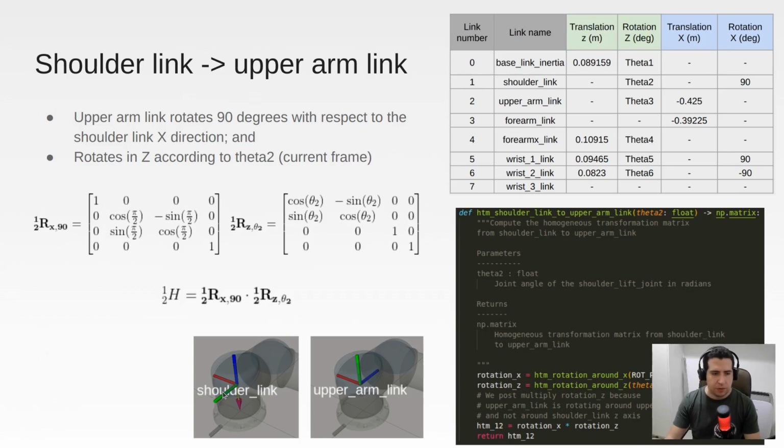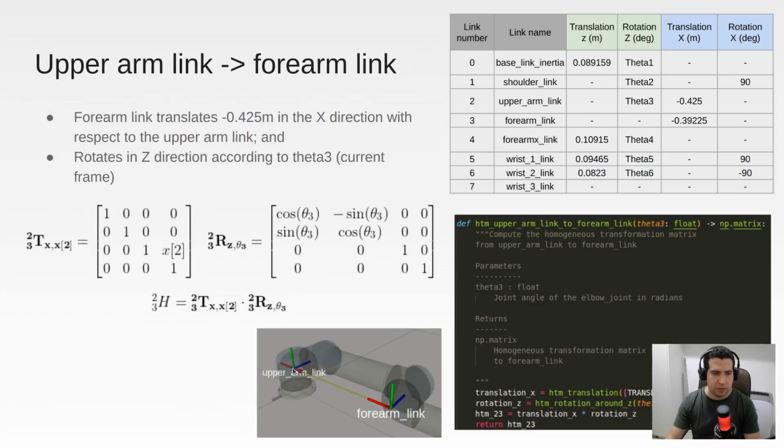Also, from shoulder link to the upper arm link, we have a rotation by 90 degrees about x in the x direction, and upper arm link rotates by theta 2 in the z direction also. From upper arm link to forearm link, we have a translation in the z direction by x2. This is this number here. And then forearm link rotates by theta 3 in the z direction, so in the z upper arm link direction.